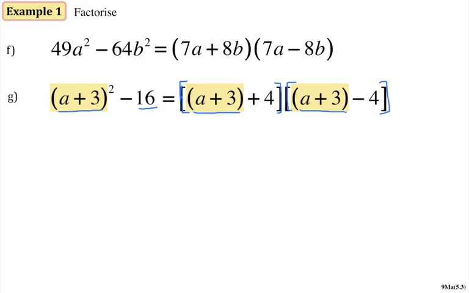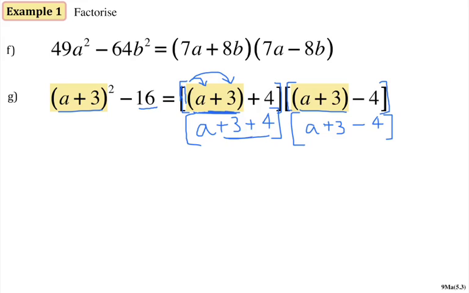This is where things get interesting. If you look inside the first bracket, it's actually got a 1 in front of it, and 1 times a, 1a, 1 times 3, 3. I can just ignore those bracket signs. They make no difference to the question. So realistically, this is actually just a bracket that says a plus 3 plus 4. And the second bracket says a plus 3 take 4.